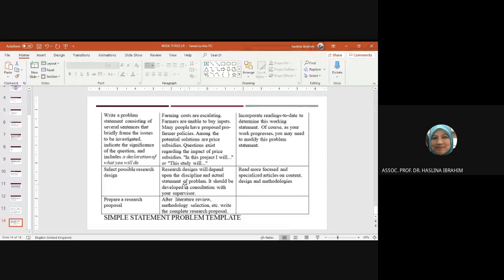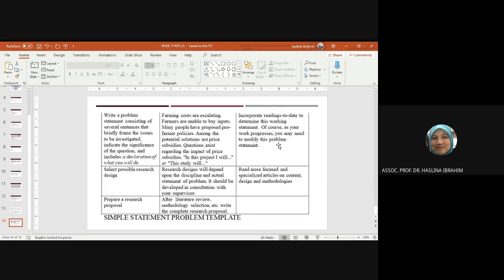Like just now, the person said that, okay, found that regardless of the initiative, the water turned out to still decrease. So the researcher is trying to investigate what makes that happen in Region X. So incorporate readings to determine the working statement. As per program, you may need to modify this problem statement until your proposal is approved by the committee.